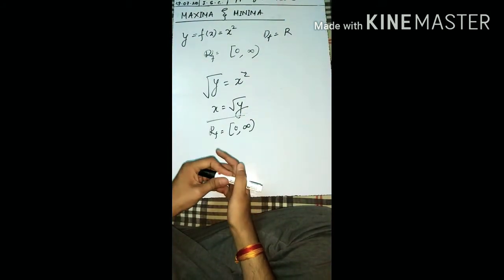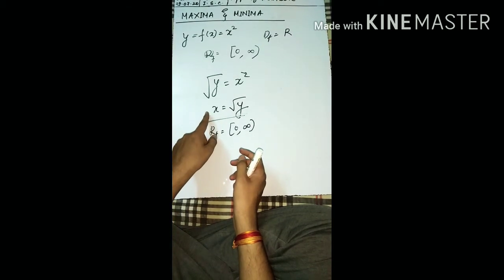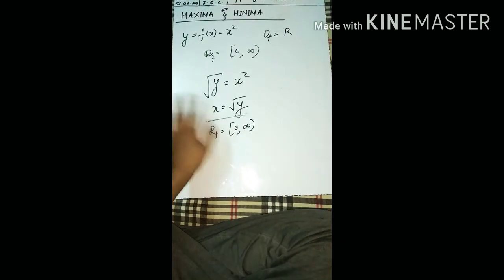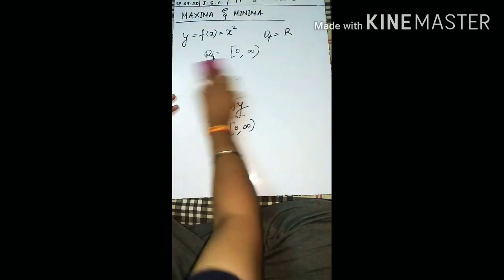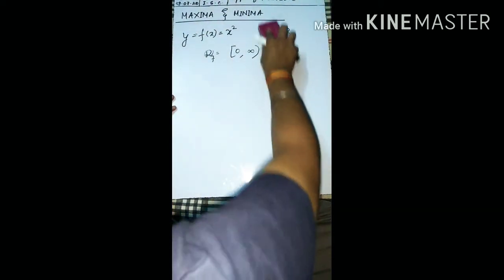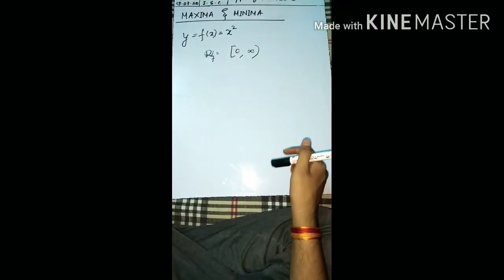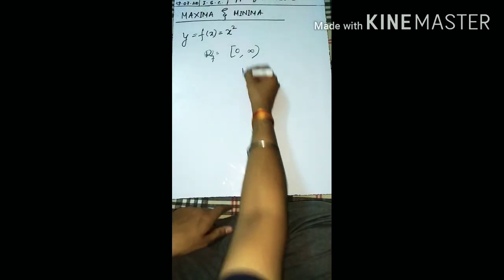You only need to express x in terms of y, and then from there you find the range. Okay, so this was not the question. Our range is 0 to infinite and domain is the full real number. So what could be the graph of this function?